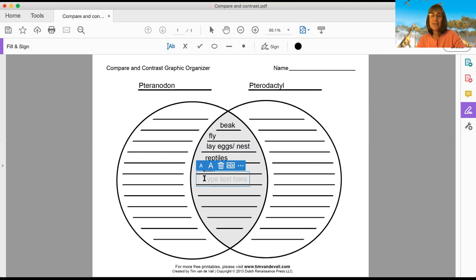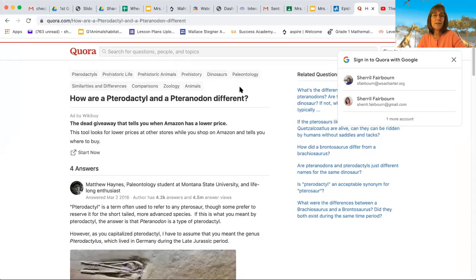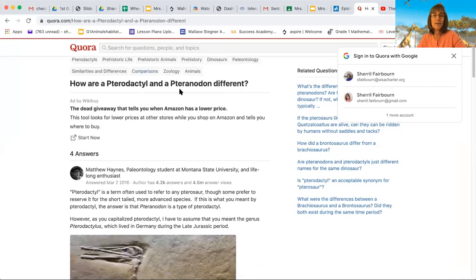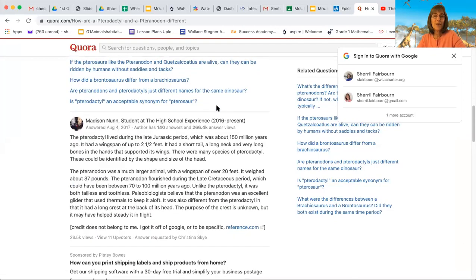Now, I was curious because I thought that book was good, but maybe there were some more things that we could find out that's different about them, because in some ways they seem like they're very much the same thing. But as I looked into it, I found some other things that were different. Let's go here again. I asked Google, how are pterodactyls and pteranodons different? And gratefully, there was a high school student who had been working on this and reading about it, and they found some things about it.